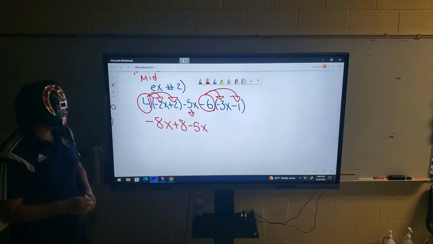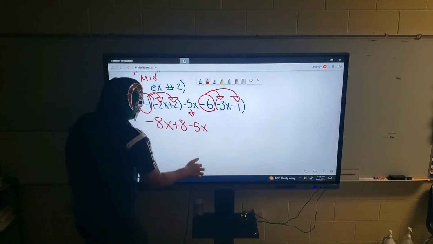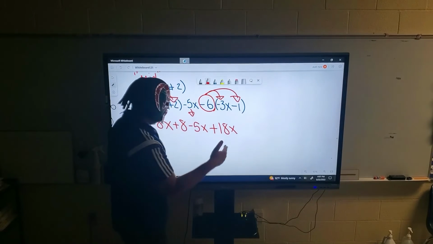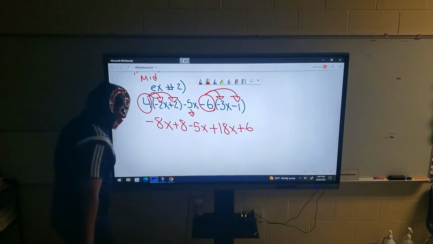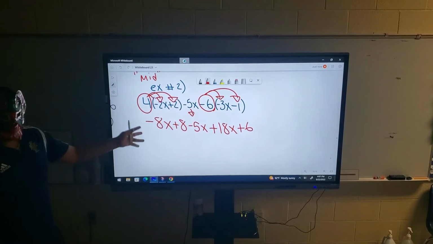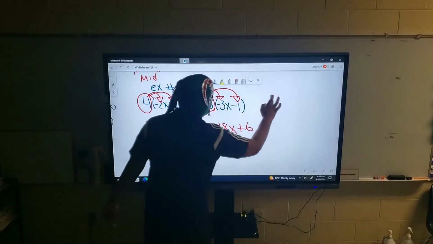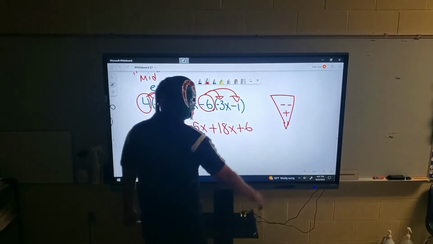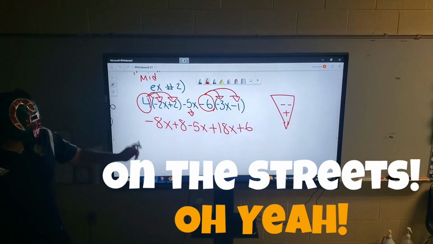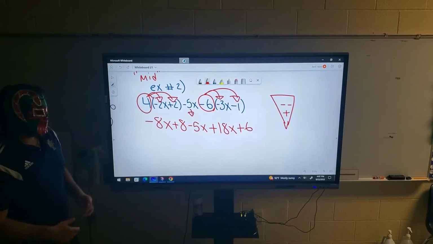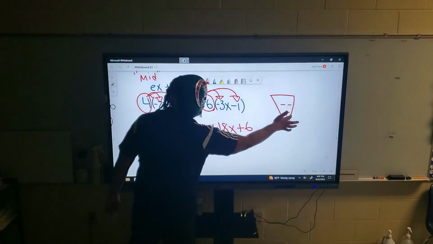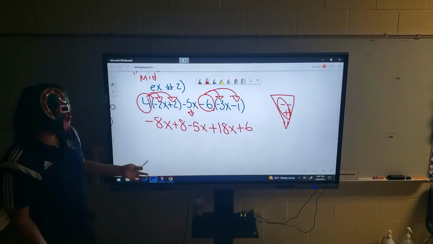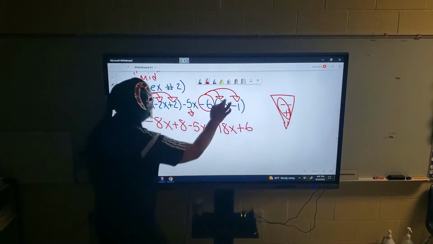Very, very, very important. So negative 6 times negative 3 ends up being positive 18x, and then negative 6 times negative 1 ends up being positive 6. Again, this is the first step, which is multiplying, which is the step that you're gonna use this particular drawing, or this particular pizza guy, as they call it on the streets. All right. So if you guys look at it, 4 times negative 2, one is positive, one is negative, ends up being negative 8. Again, 4 times 2, they're both positive, so it's just positive.